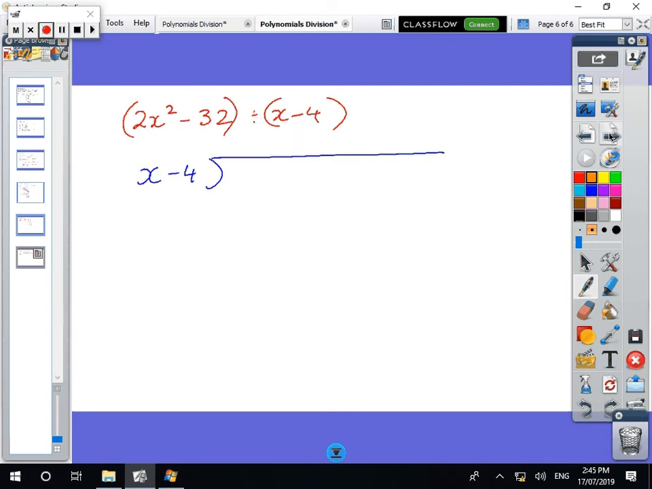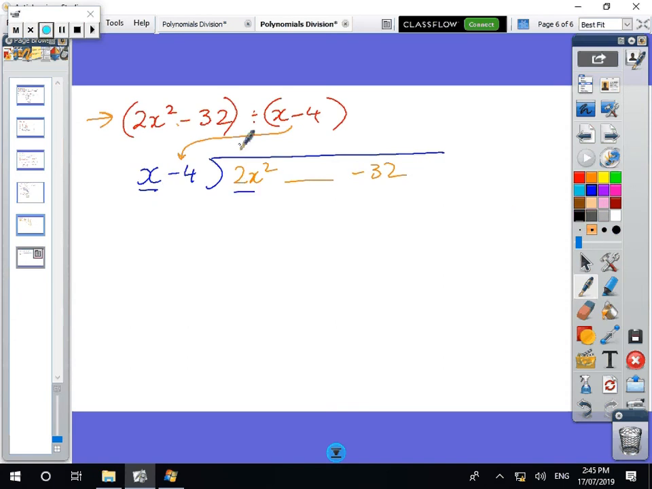Now here I've got a different one. You're given a question like this, okay, so you set up the division, the divider goes out the front. Now you'll note here that there's no x term between x squared and 32. There should be an x term. So what you do is you just leave a space where the x would be, and you need to do that, otherwise you'll get stuffed up. Okay, so now we do the division.